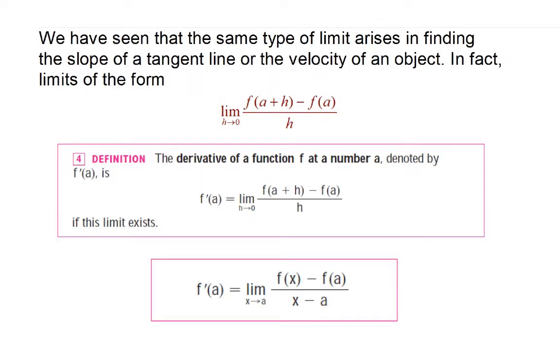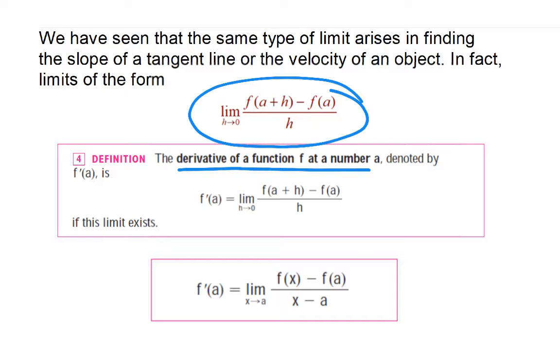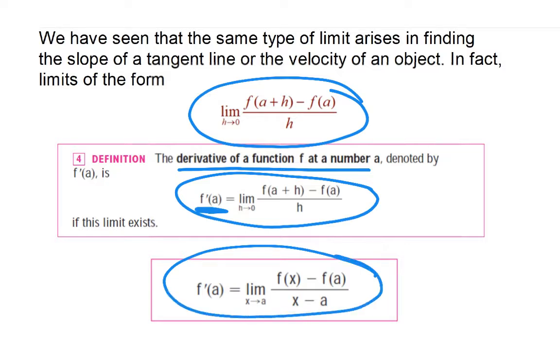So what we've seen is that the same type of limit arises in finding the slope of a tangent line or the velocity of an object. In fact, limits of the form right here, as h goes to 0, of the difference quotient. So the derivative of function f at the number a is denoted by this. It is equal to the limit of the difference quotient if that limit exists. And again, you can write it in this other way, but most of the time you see it this way.